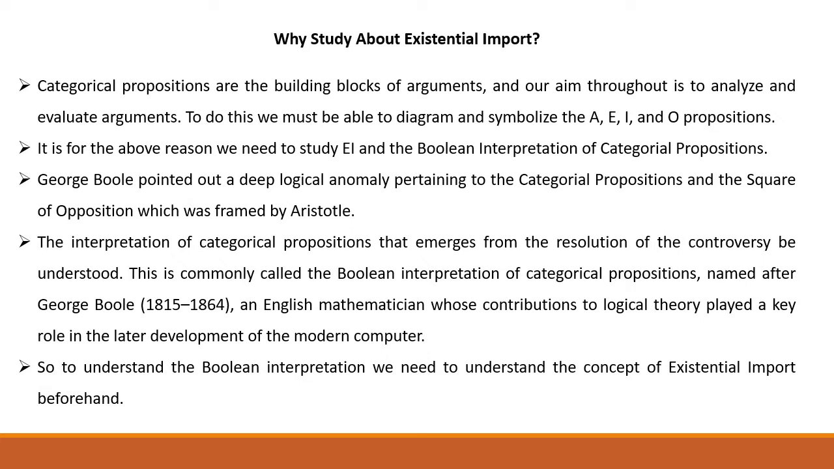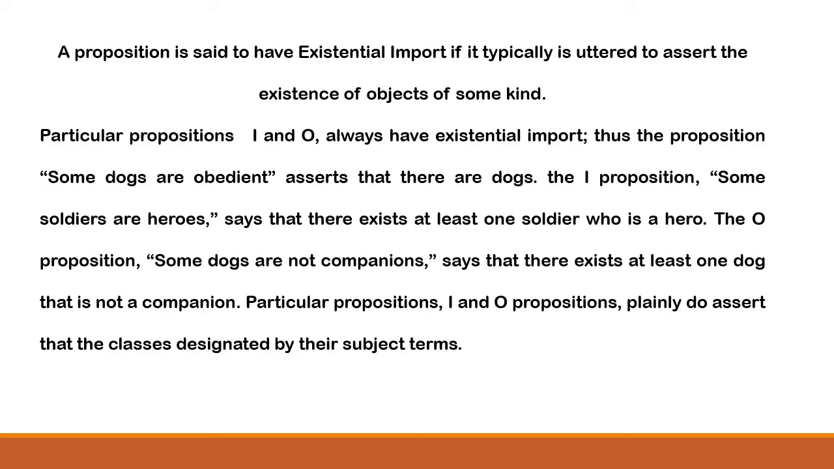So, to understand the Boolean interpretation, we need to understand the concept of existential import beforehand. A proposition is said to have existential import if it is uttered to assert the existence of objects of some kind. And both Aristotle and George Boole accept that the particular propositions I and O always have existential import, which means that the classes designated by the subject terms of the I and O propositions are not empty.